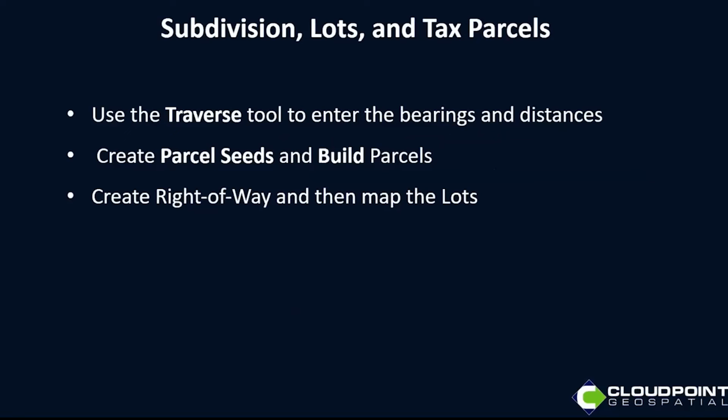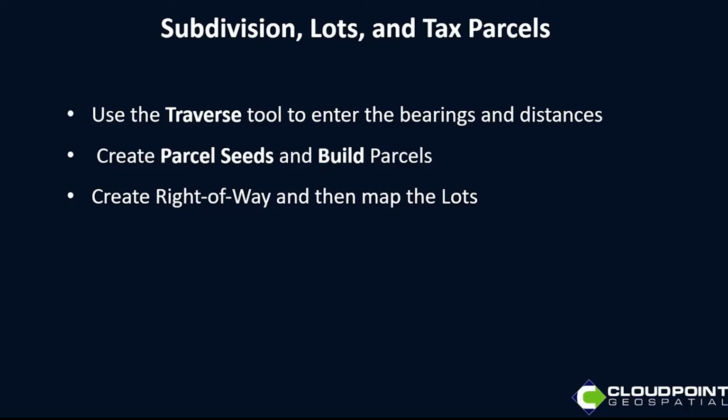Next, you want to map out your subdivision, your lots, and your tax parcels. I would start out with your subdivision using the traverse tool. Enter the bearings and distances for your subdivision boundary. Once you have that, then you can create the parcel seed and build the parcel. The next step, you might want to consider creating your right-of-way, entering that in. Once you get your right-of-way in, then you can map your lots.